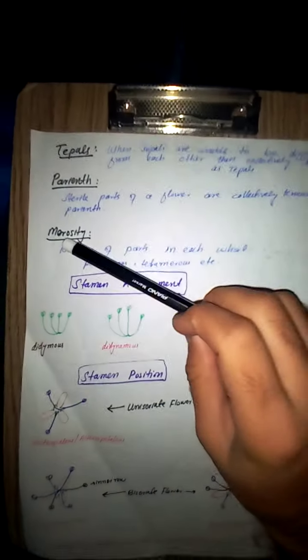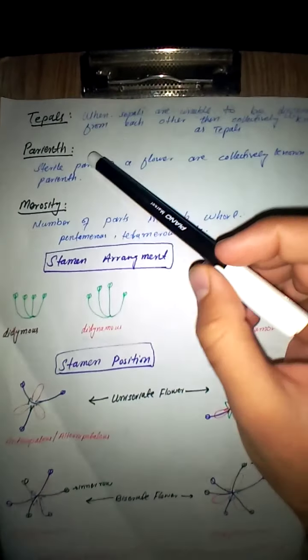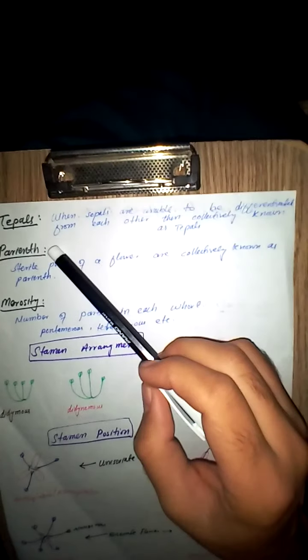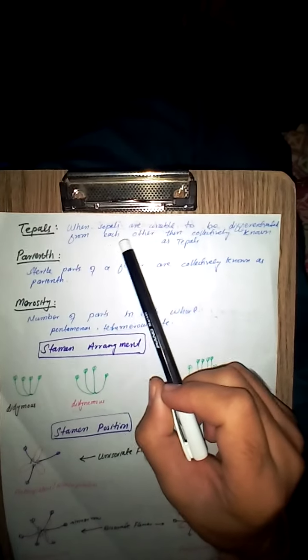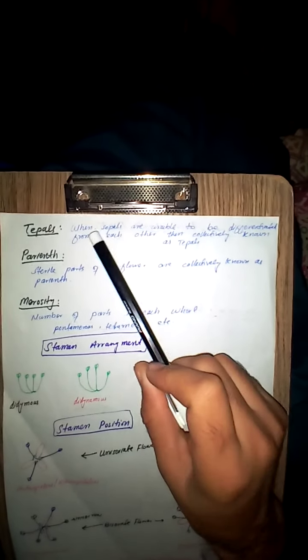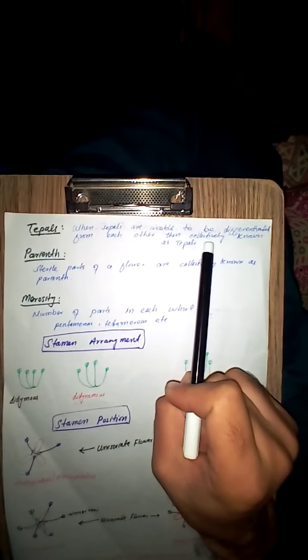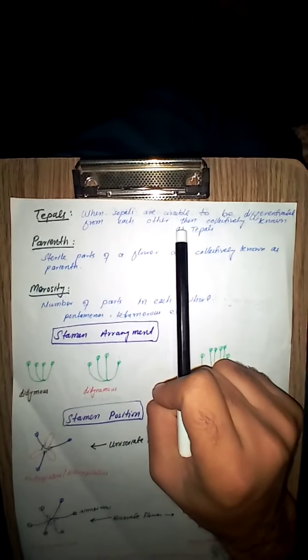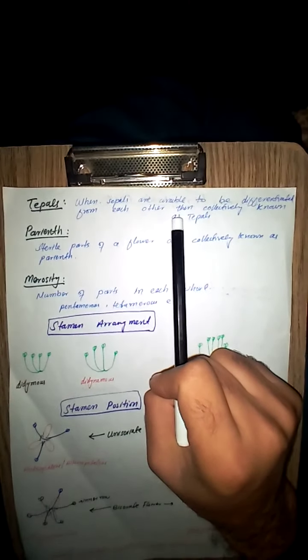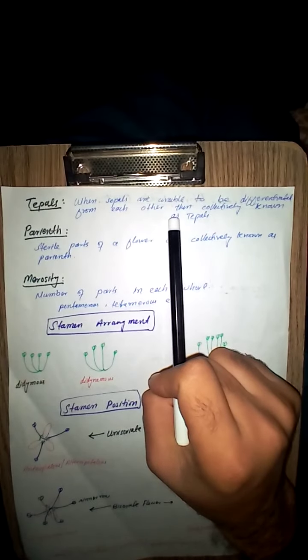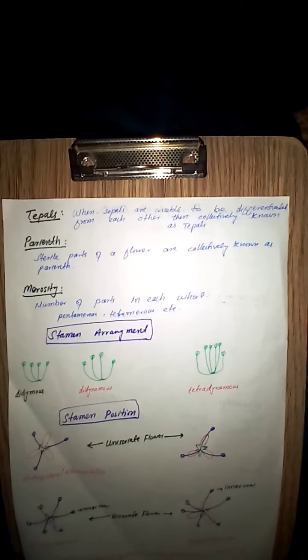Here are some other terms that are associated with the flower: tepals. Now, what are tepals? When sepals and petals are unable to be differentiated from each other, then collectively they are known as tepals. When it is hard to differentiate the sepals and petals of a flower, this condition is known as tepals. They are alike, that's why it is hard to differentiate these two whorls from each other.